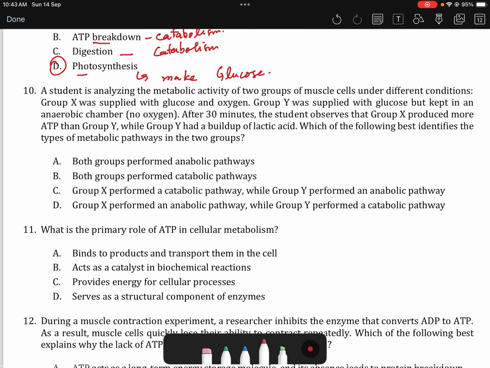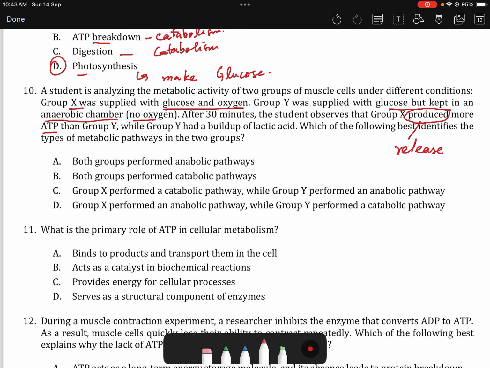A student is analyzing the metabolic activity of two groups of muscle cells under different conditions. Group X was supplied with glucose and oxygen. Group Y was supplied with glucose but kept in an anaerobic chamber, like it's no oxygen. After 30 minutes, the student observed that Group X produces more energy. Okay, produce or release, this is what we focus on. While Group Y had a buildup of lactic acid.